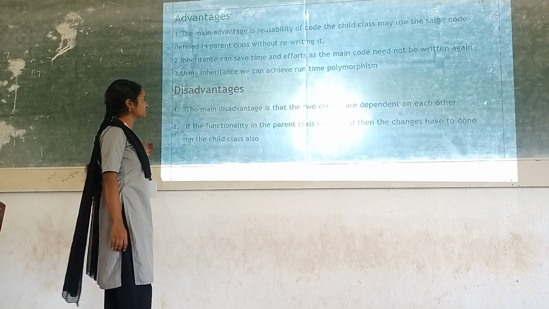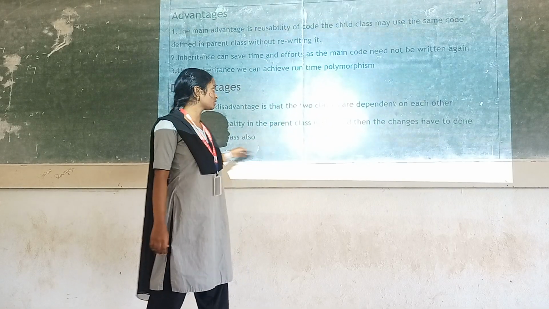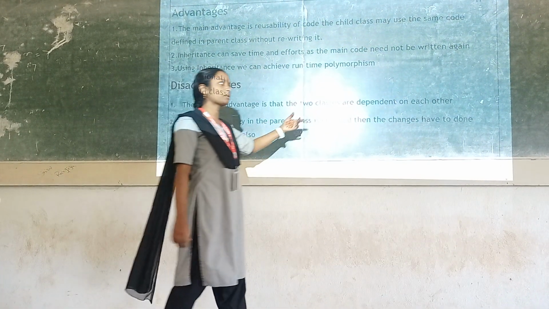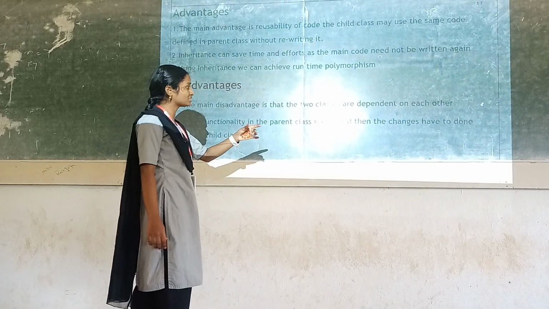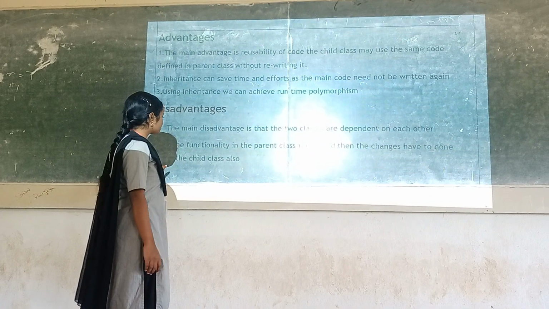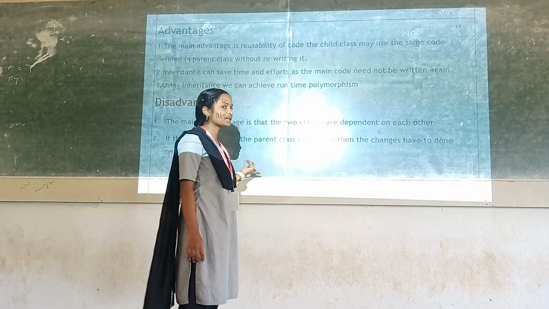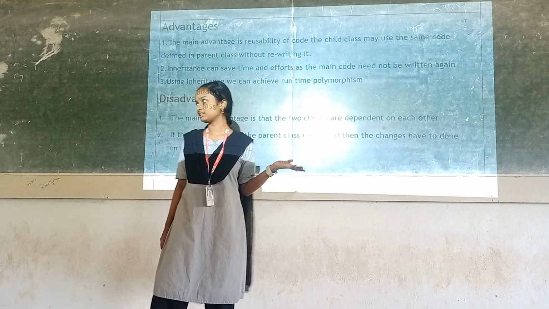And the disadvantages. The main disadvantage is that classes become dependent on each other, and if the functionality is changed in the parent class, then we have to change the child classes also. And there is another disadvantage: we can't access the private members of the class through inheritance.